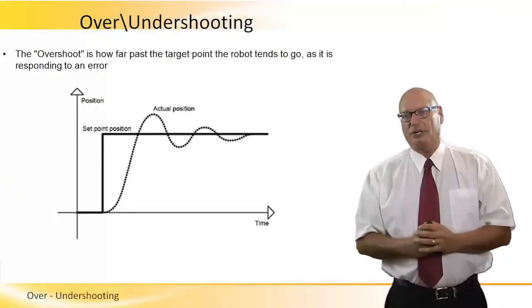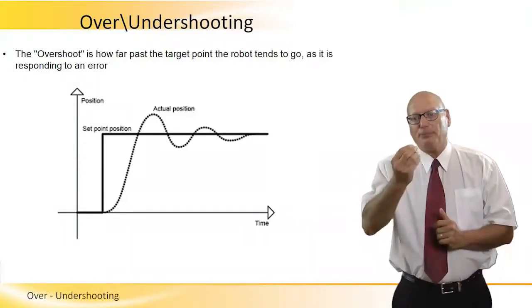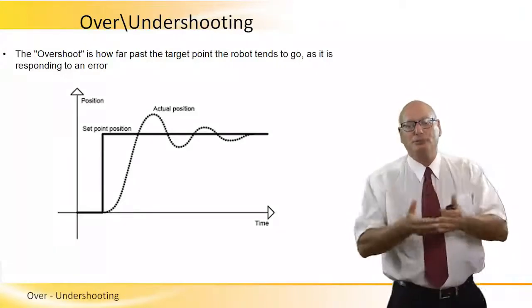Let's define overshooting and undershooting. The overshoot is how far past the target point the robot tends to go as it is responding to an error.